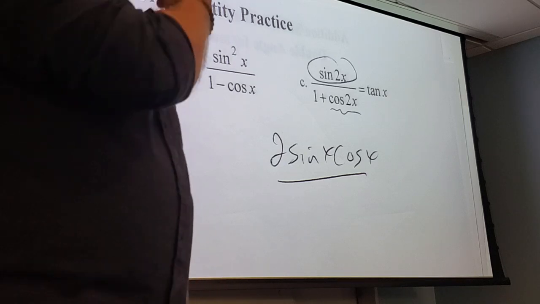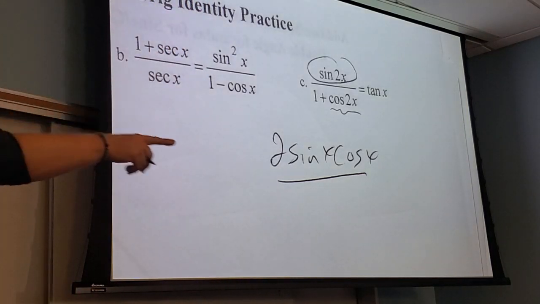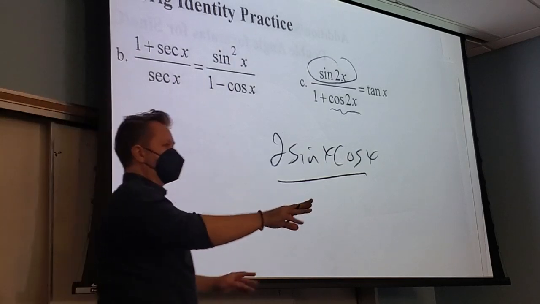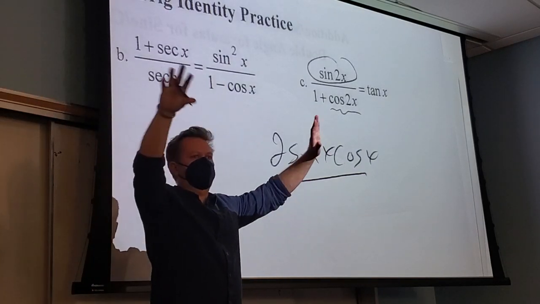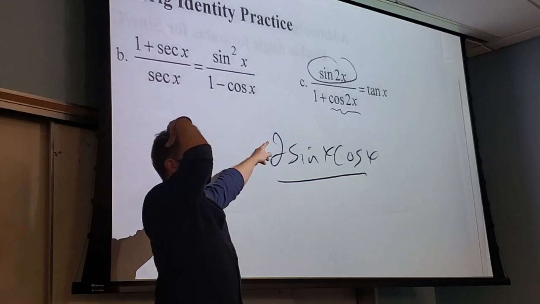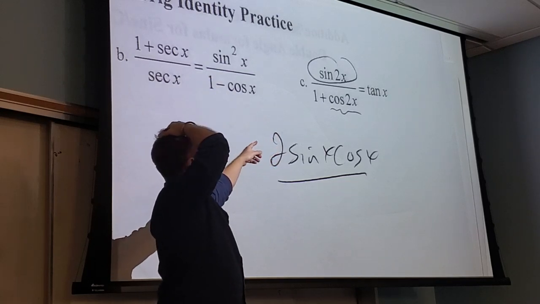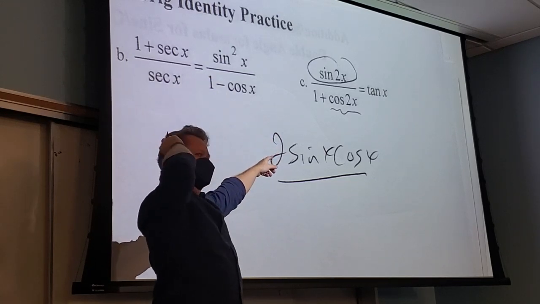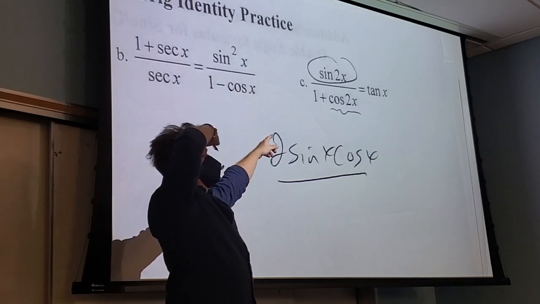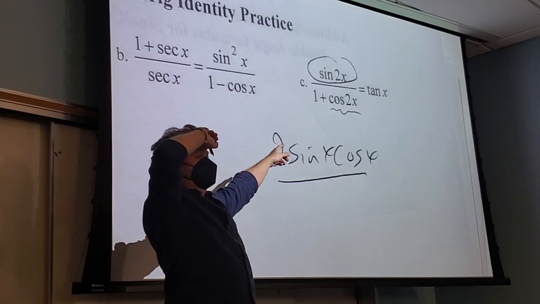2 cosine squared minus 1. That's funny, because that's the one you want to use. And I want to show you why. But one option is cosine squared minus sine squared, yes? Cosine squared x minus sine squared x. That's not very useful here, really. Another option is 1 minus 2 sine squared, right?